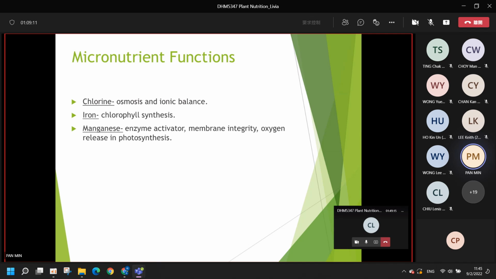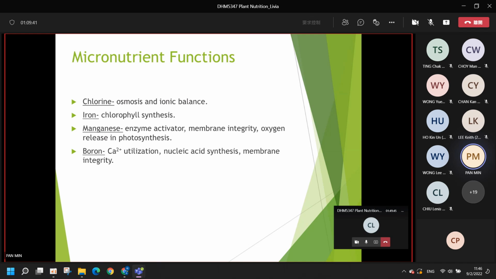The lignin. And manganese. Manganese is important for enzymes, serving as an enzyme activator, and also helps to increase membrane integrity and oxygen release in photosynthesis.